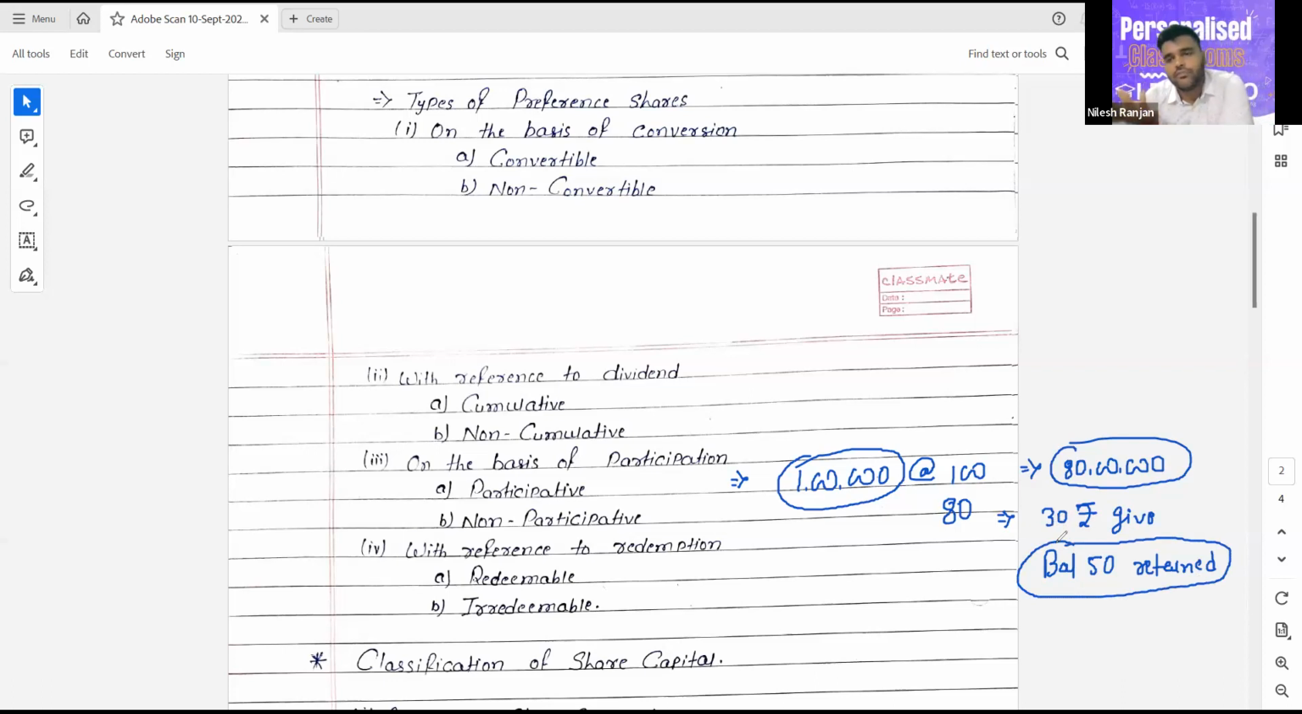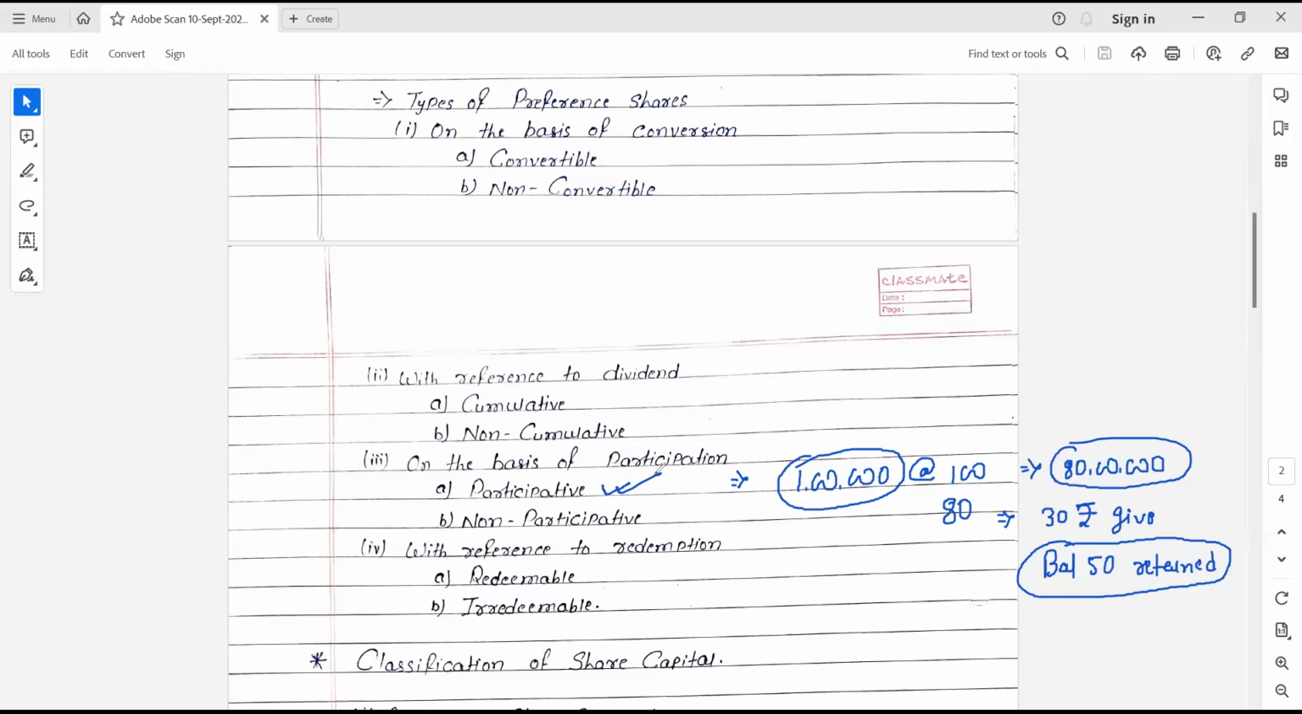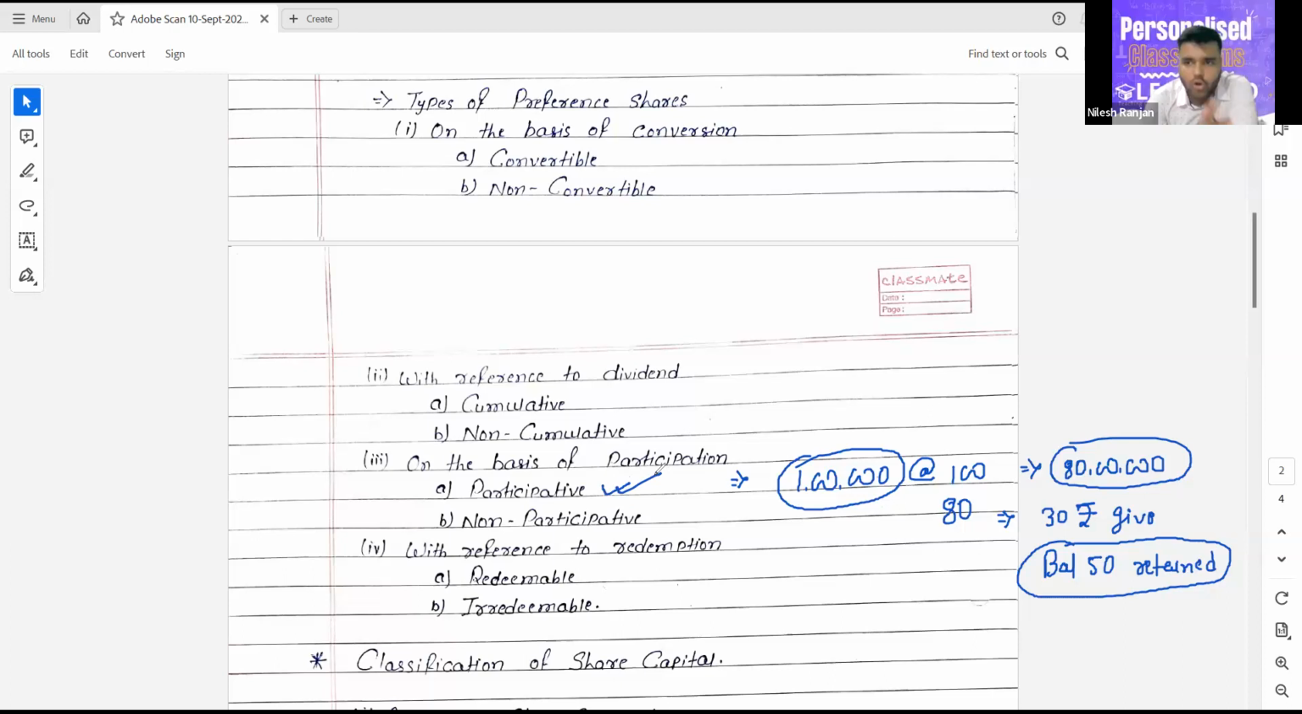They will say that we are receiving a fixed percentage every year, and in this year the profit is very high, so give me some extra. Okay, so there will be some condition attached to it in their prospectus. Then we can pay the extra dividend, and that share will be called participative, means they can participate in extra profit. Okay, sir. Generally, all preference shares are non-participative, but if the provision is included, then they can get extra.